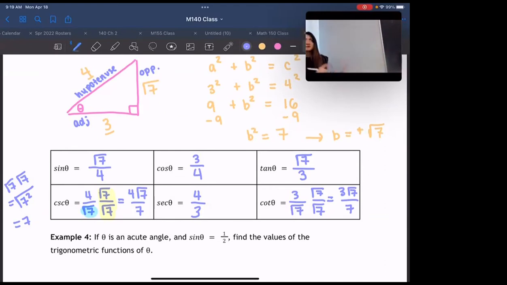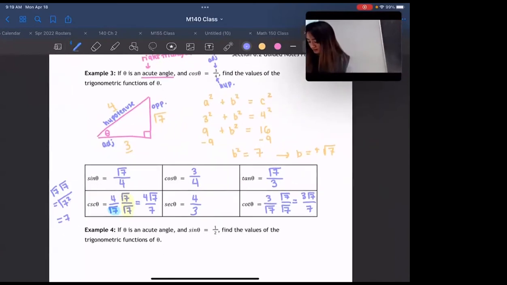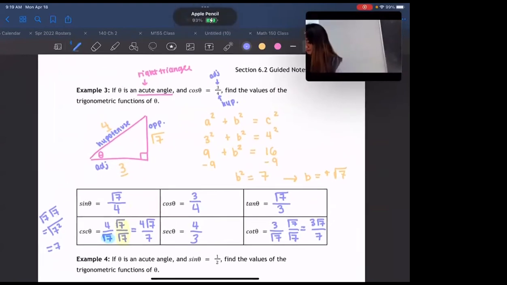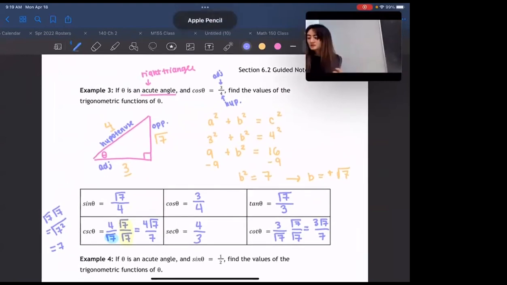I know I went a little bit fast, so I have an example that is very similar, except we're working with sine instead of cosine. Try to do the same thing. I'll be around to look at your answers and we'll come back in a little bit.